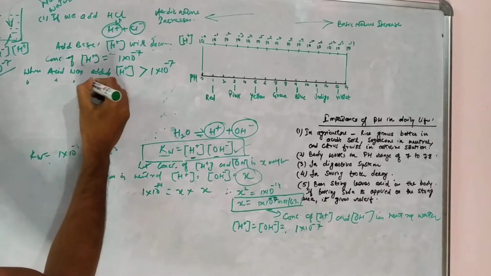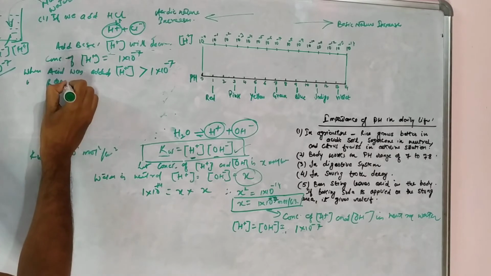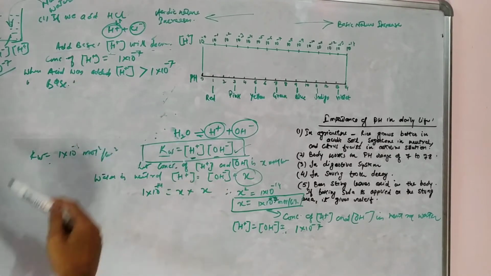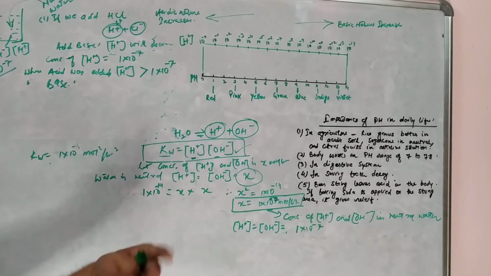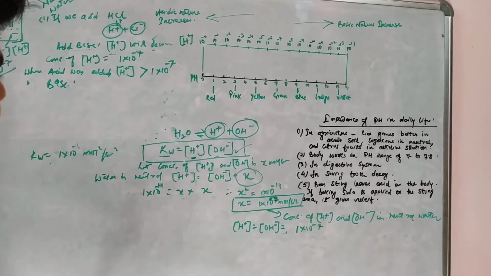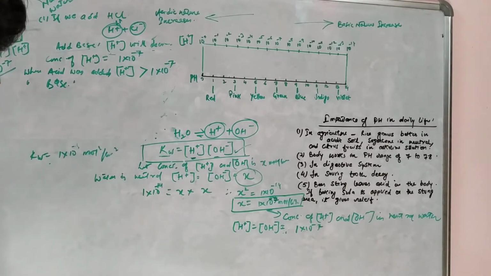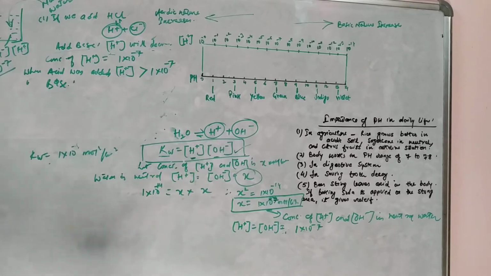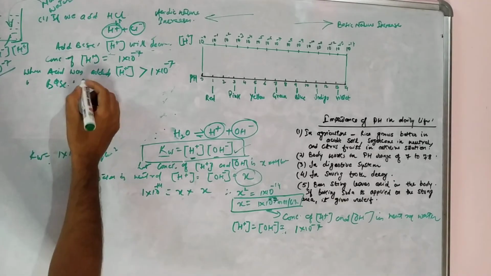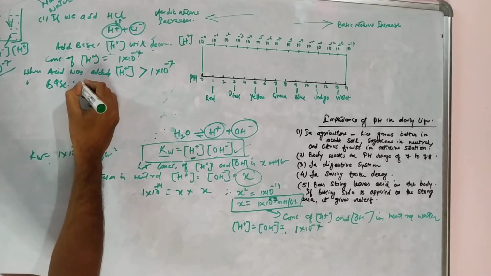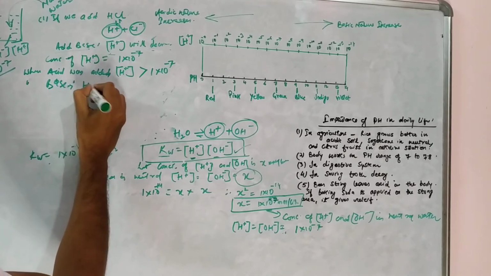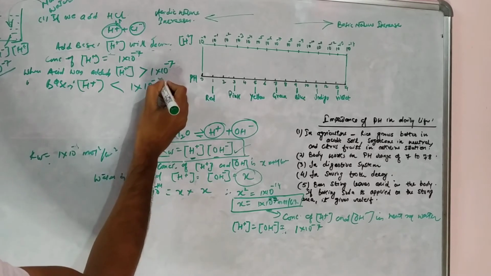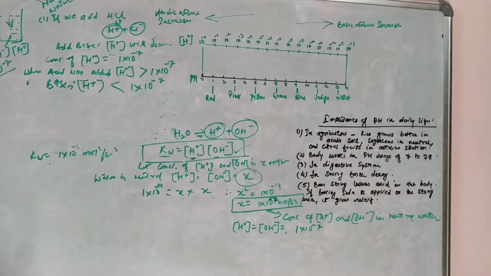And when base was added, hydrogen ion concentration will decrease. When base was added to neutral water, right, hydrogen ion concentration will decrease. In case of neutral water, hydrogen ion concentration, we knew it was 1 into 10 to the power of minus 7, right? So for bases, hydrogen ion concentration would be less than 1 into 10 to the power of minus 7, right?